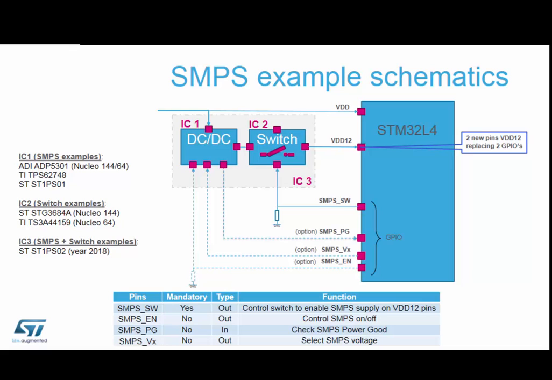Optional pins which can be beneficial for such an application are SMPS-PG, which means power good. So you can see what the delay time is, because the power good signal tells you that, okay, the voltage on the DC-DC is stable, now we can close the switch. And also one additional pin is SMPS-VX. This pin allows us to change the voltage level on the output of the SMPS, because some DC-DC converters allow you to have not a fixed voltage, but a configurable one.